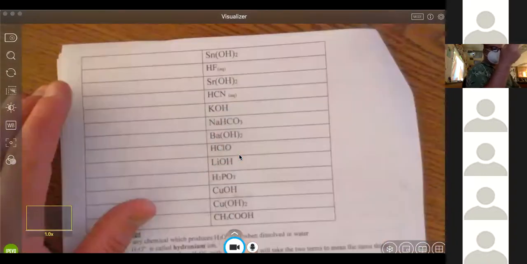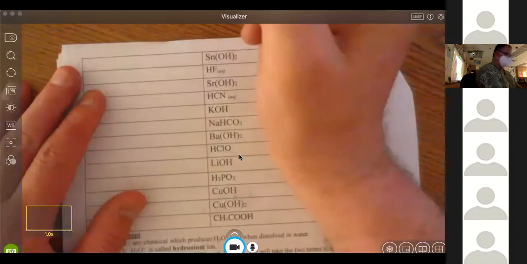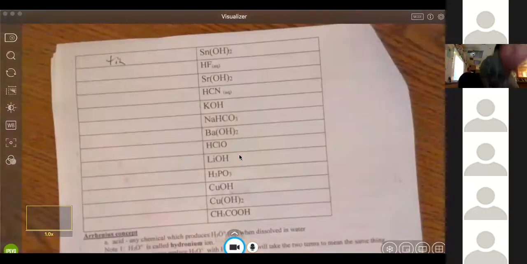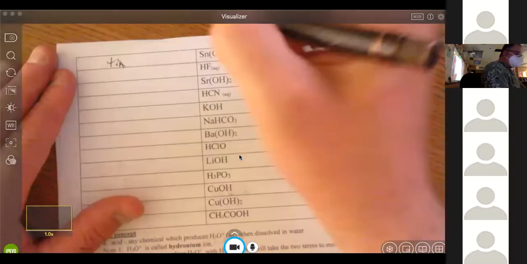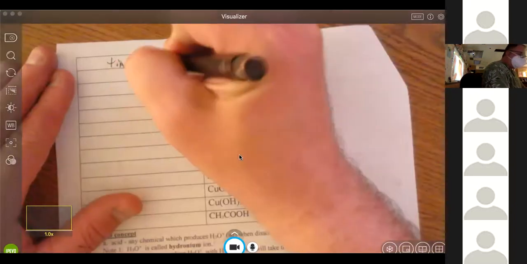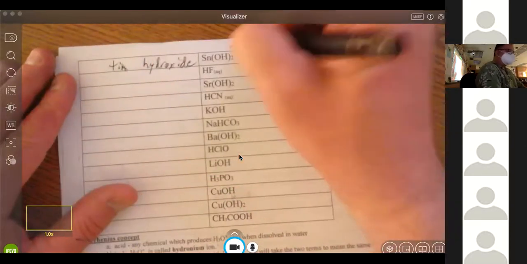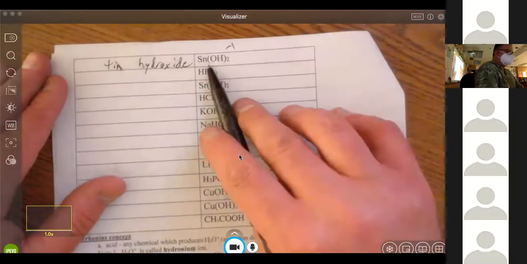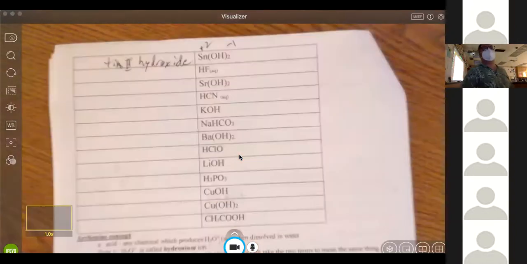SnOH2. What do we got? What is Sn? Tin. Tin, good. Is tin in group 1A, 2A, silver, zinc, or aluminum? Nope. So it needs a what? Roman numeral. And it is tin hydroxide. What's the charge of hydroxide? So what must your charge on tin be? Yeah, 1, 2 divided by 2 is 2. So plus 2. Tin(II) hydroxide.